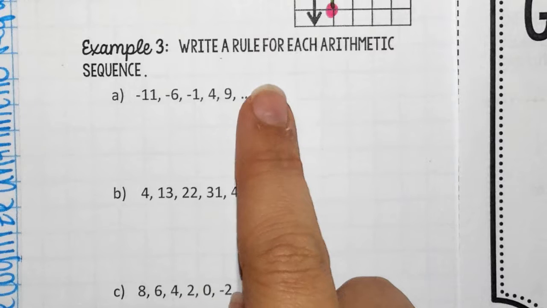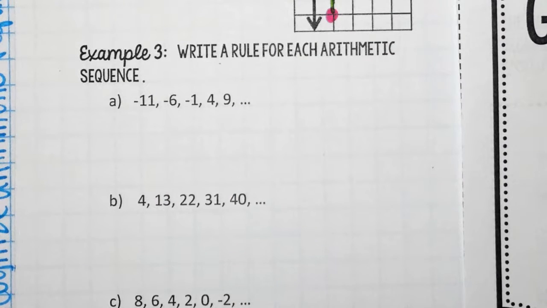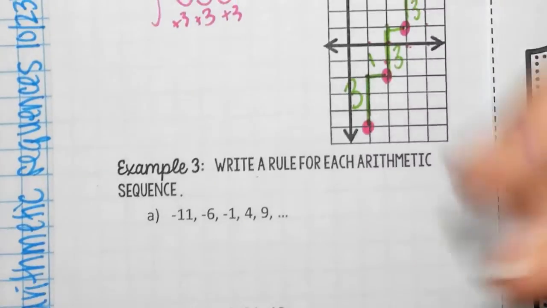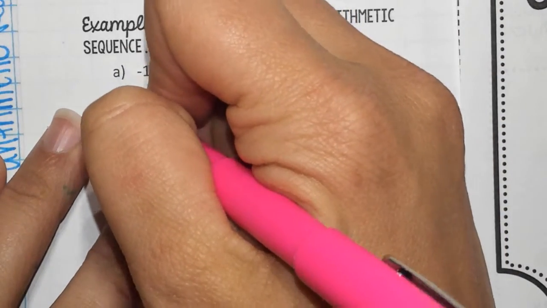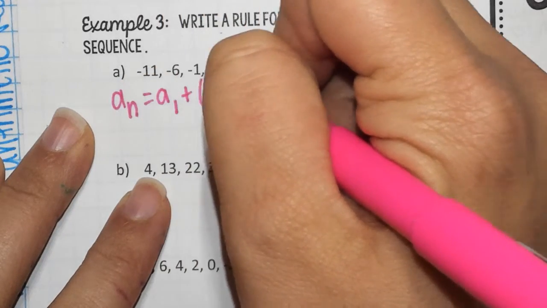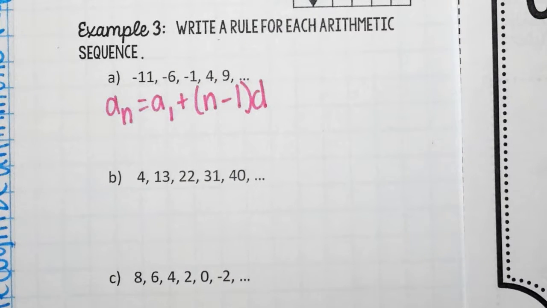Alright, so now I want to write a rule, and then I want us to find different terms. The way you write a rule is you use that formula that it gave us at the top. Okay? So we're going to start by writing a sub n equals a sub 1 plus n minus 1 times d. So why are we doing this? Because it told us to write a rule.